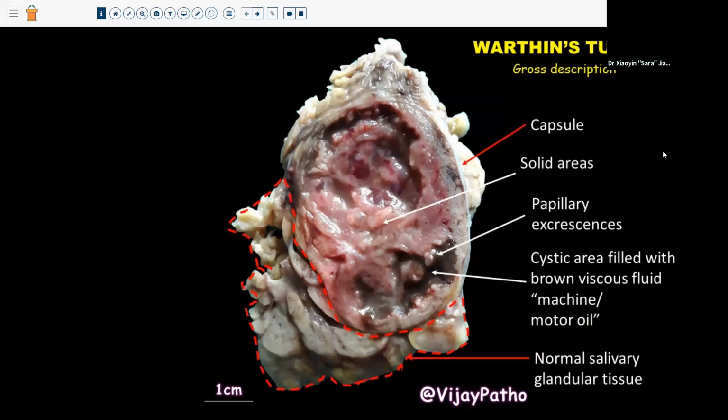So starting off with this first case, we've got a case of Warthin tumor, and this is a really nice gross example of this tumor where you see a cystic component and then these more solid areas with papillary excrescences. If you'll recall, the Warthin tumor is called cystadenoma lymphomatosum papilliferum, right? This is exactly what we're seeing. We're seeing the cysts and the papillary areas.